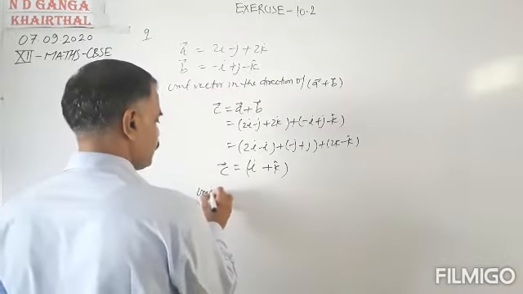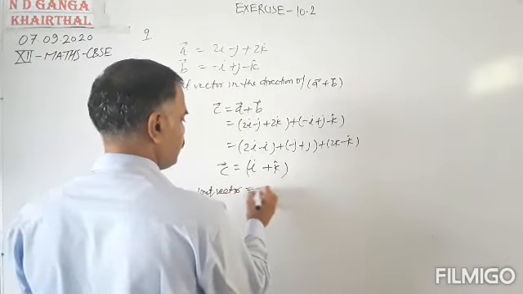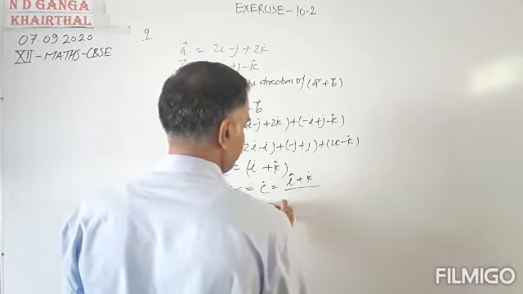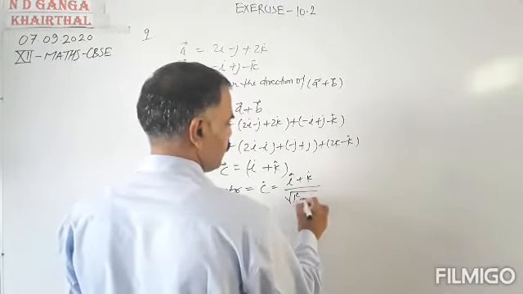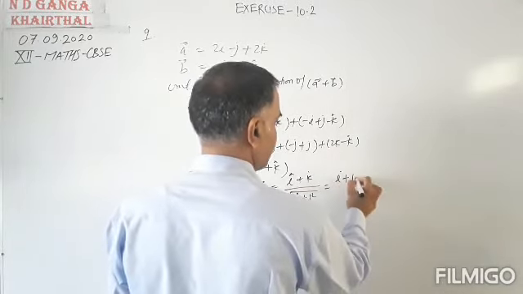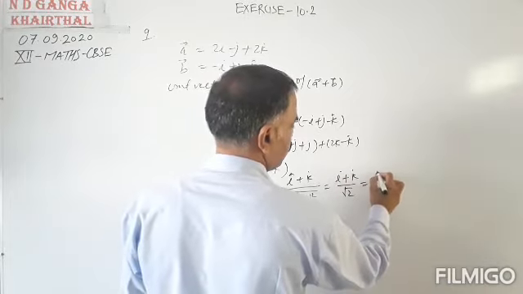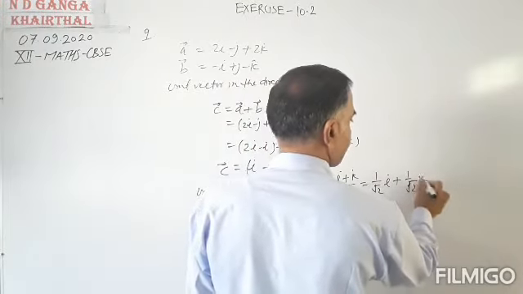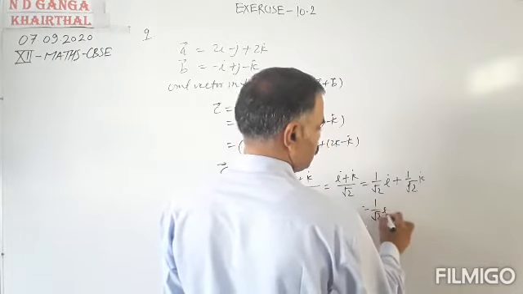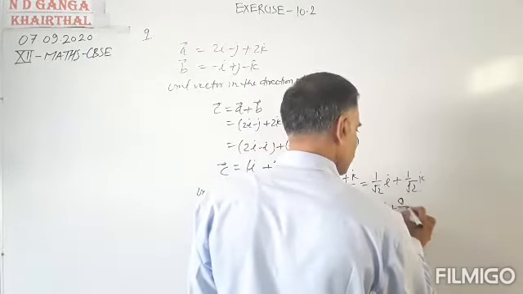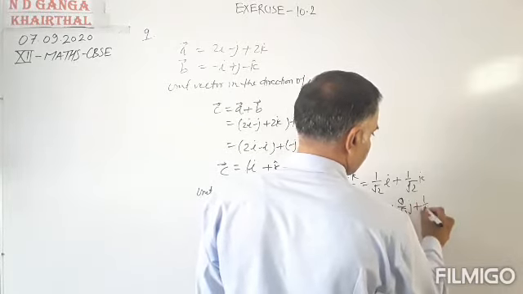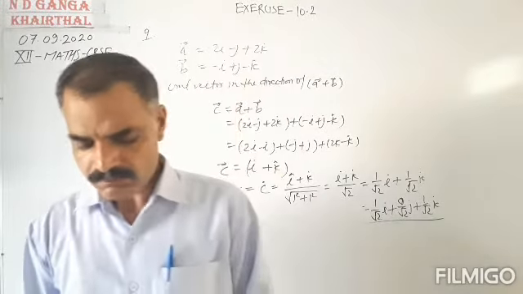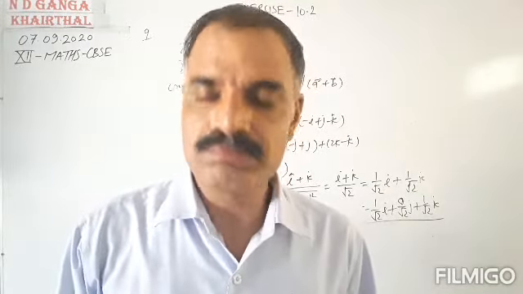Now its unit vector. Its unit vector c cap is equal to i cap plus k cap divided by its magnitude, that is 1 square plus 1 square, equal to i cap plus k cap divided by under root 2. Okay, 1 upon under root 2 i cap plus 1 upon under root 2 k cap, or can be written as 1 upon under root 2 i cap plus 0 upon under root 2 j cap plus 1 upon under root 2 k cap in 3-dimensional vector. Okay, so this was question number 9.